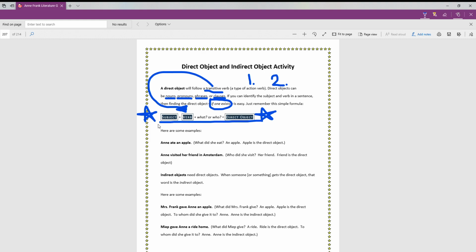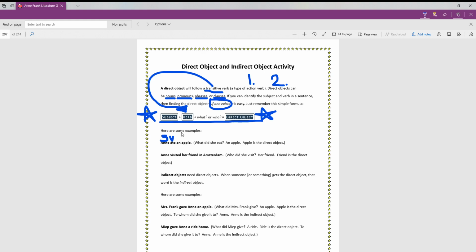So hopefully by now you have that written down. You have some stars by it. So here are some examples. Anne ate an apple. Pretty simple, right? We know Anne is the subject. Ate is the verb. Now, ate is something I can do, so it's definitely an action verb. So that could also be a transitive verb.